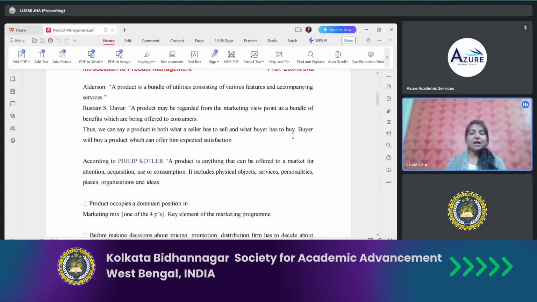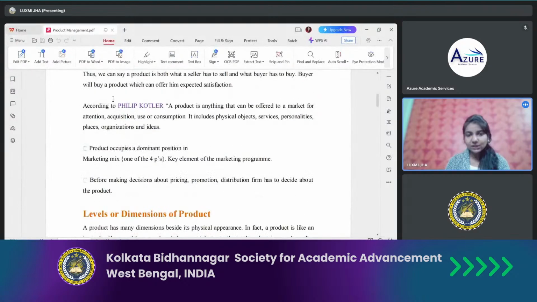Coming to another definition given by Philip Kotler, a product is anything that can be offered to a market for attention, acquisition, use, or consumption. So it includes physical objects, it includes services, personalities, places, organizations, ideas, and all.